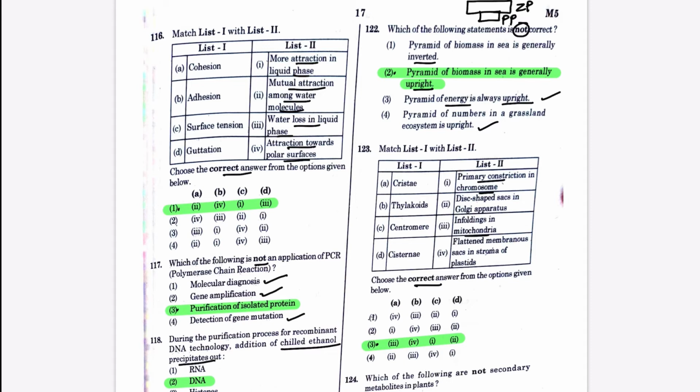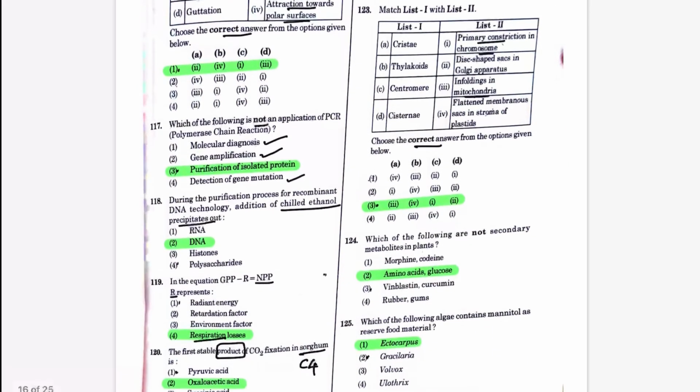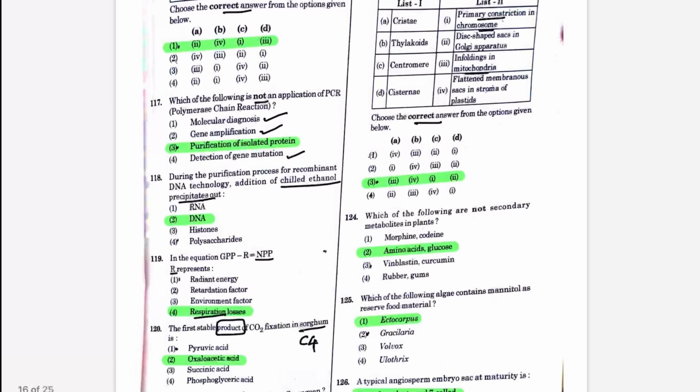So option 3. Okay, and 124, they are asking which of the following are not the secondary metabolites. We know morphine, codeine, vinblastine, curcumin, rubber, gums, all these are secondary metabolites, whereas amino acid and glucose are not secondary metabolites, they are all primary metabolites, which means they are directly involved in the metabolism in our body. Okay, so these two are primary metabolites, right.